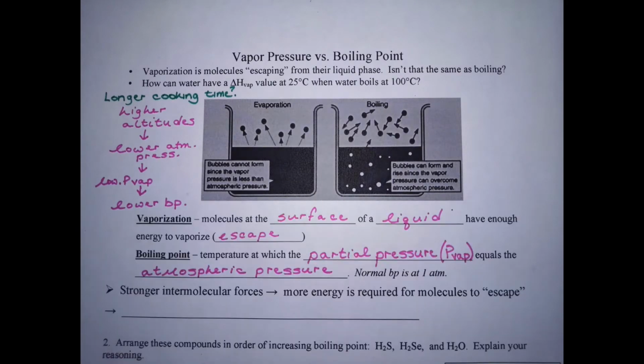A lot of our discussion here has focused on the boiling point of water, but if we're comparing different kinds of liquids, and we see that a liquid has stronger intermolecular forces, we would predict that it would require more energy for the molecules to escape, and that liquid would have a higher boiling point.